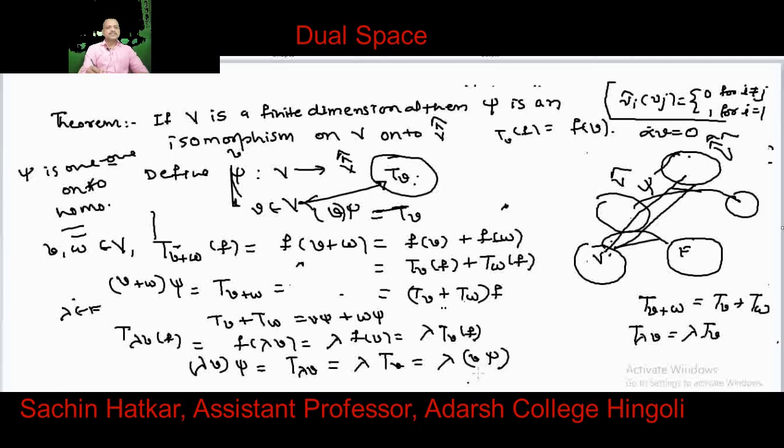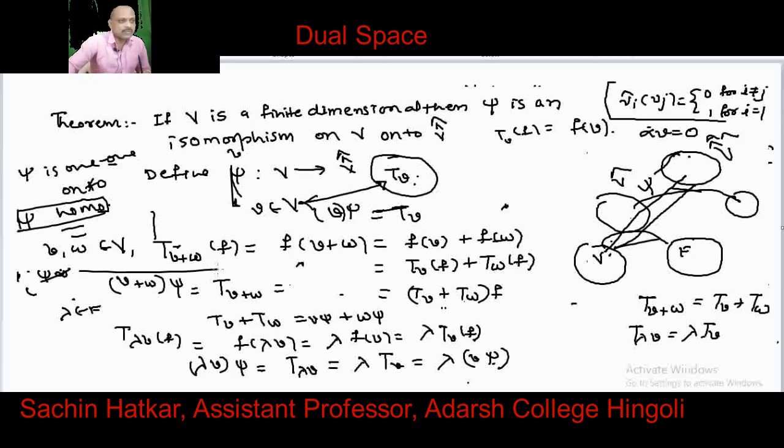Now both conditions of homomorphism are satisfied: psi of (v plus w) equals psi of v plus psi of w, and psi of lambda v equals lambda times psi of v. This shows that the mapping psi is a homomorphism. We have shown this condition is satisfied. Now we prove that psi is a 1-1 mapping.